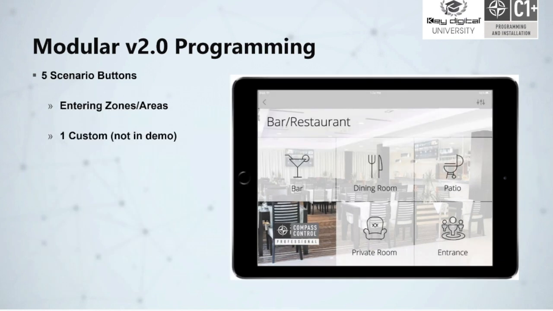The project consists of 5 scenario buttons, and these are going to be a little different than the part 2 video where we programmed the conference room, because these scenarios more or less just allow the user to enter different zones. So entering the bar to control the audio video, entering the dining room to control the audio video. We're also going to deviate slightly from the demo in the iPad or iPhone, and we're going to add one custom scenario that will be for power controls.